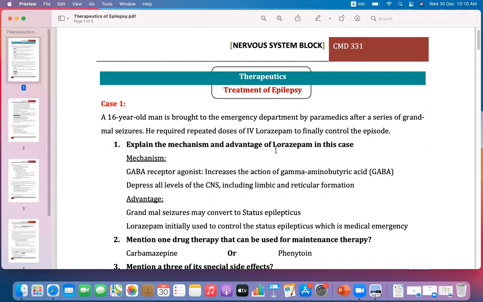As we know, lorazepam is categorized as a benzodiazepine. These are from the category of benzodiazepines. They act via the GABA receptor, and GABA, that is gamma aminobutyric acid, is a major inhibitory neurotransmitter of the CNS. So lorazepam is from the category of benzodiazepines.